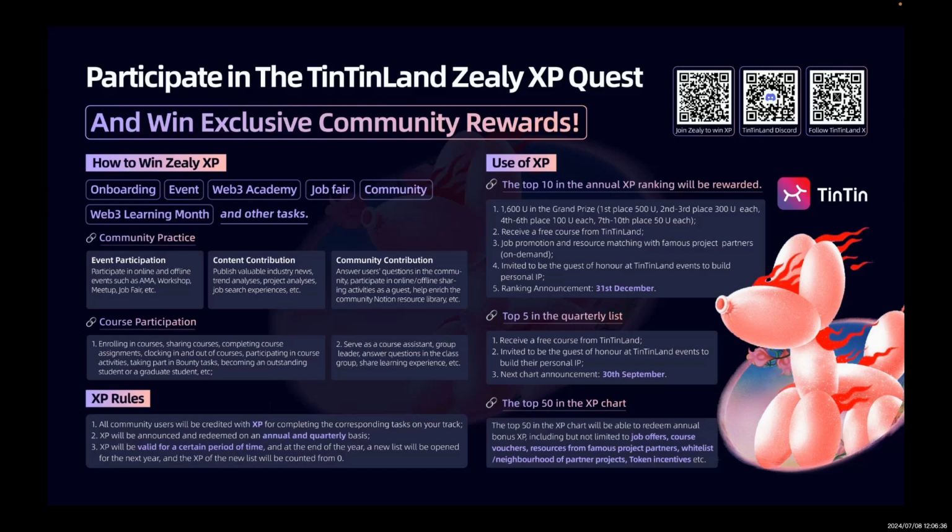And the top 5 in the quarterly list can receive a free course from TinTinLand, and are invited to be a guest of honor at TinTinLand events to build your personal IP. And the next chart announcement will be on the 30th of September. The top 50 in the experience chart will be able to redeem annual bonus experience, including but not limited to job offers, course vouchers, resources from famous project partners, whitelists for partner projects, tokens, incentives, and whatnot.